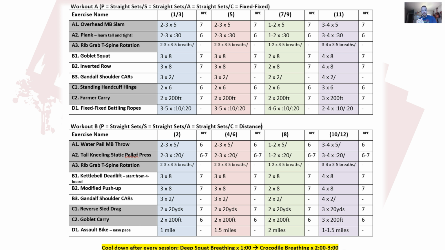Other than that, everything that they need to be able to execute this program outside of coaching is written right on the sheet. So we've got the exercise names off to the left. We have things paired, just like in the Strength Faction program. A1, A2, A3 also happen to all be on a darker gray background color because that's going to be a tri-set. They have 2 to 3 rounds, how many reps they have. Then they would go on to their Bs. Goblet squat, inverted row, Gandalf shoulder CARs, also done as a tri-set for 3 rounds in week 1. Then assistance, standing handcuff hinge, farmer carry, before they would go to their conditioning with battling ropes in this example.